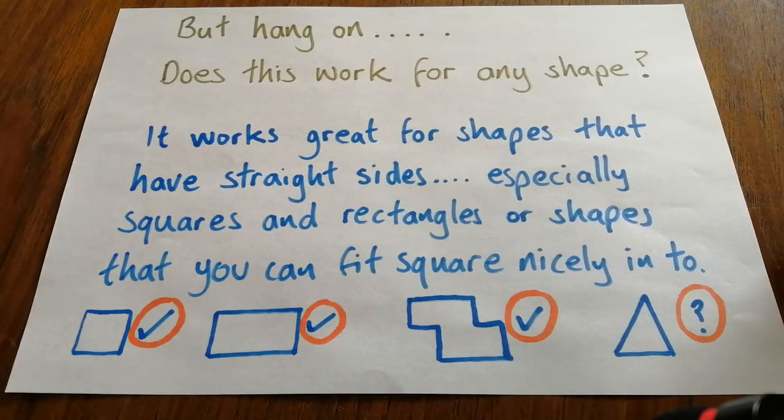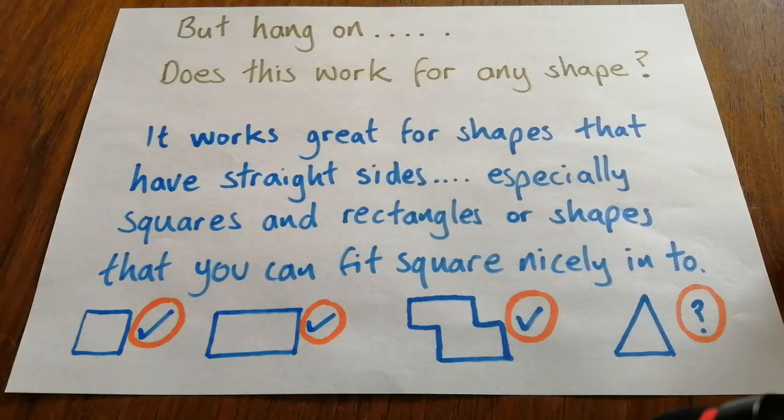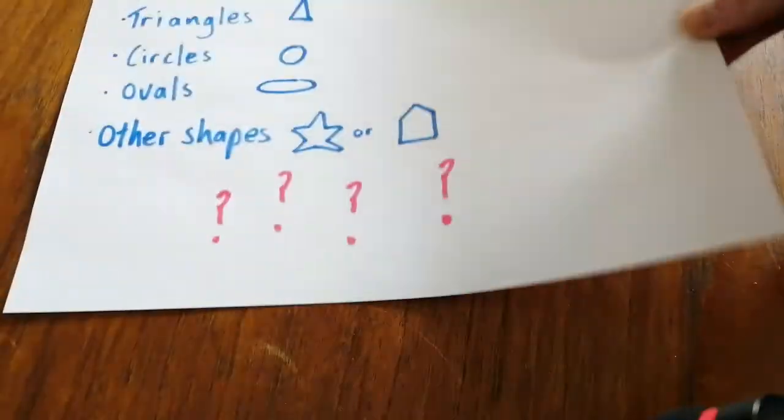We give the rectangle a big tick. We'll give this shape down here a big tick because it's just two rectangles on top of each other, a bit squinty. What about triangles though? Or what about other shapes? I mean, does it work for any shape? Well, let's have a wee think about that.